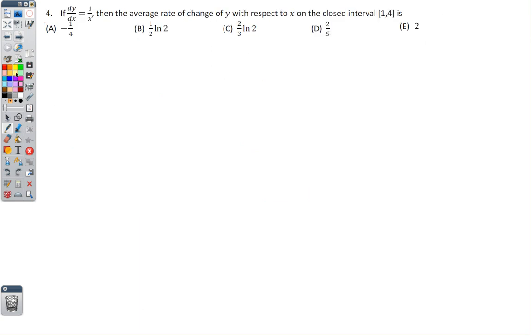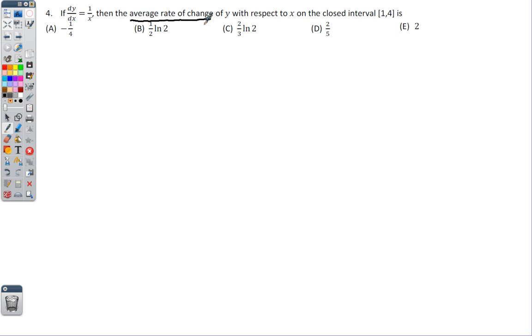Number 4, if dy dx equals 1 over x, then the average rate of change of y with respect to x on the closed interval from 1 to 4 is what? Okay, so we have to remember what average rate of change means. Average rate of change is not the derivative.